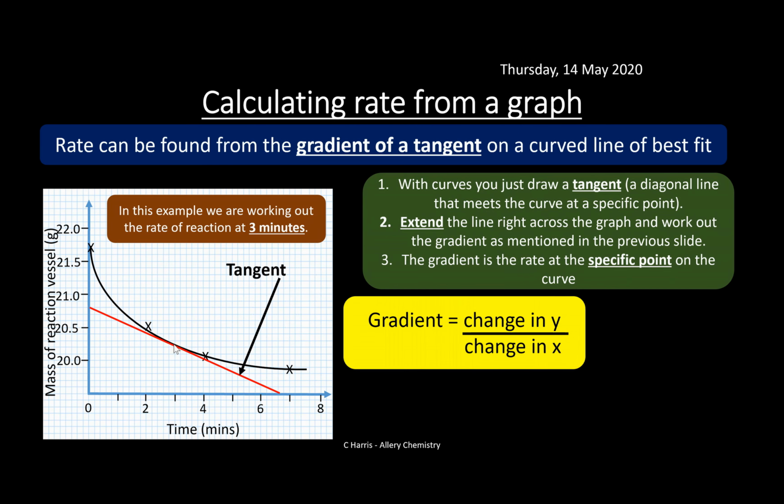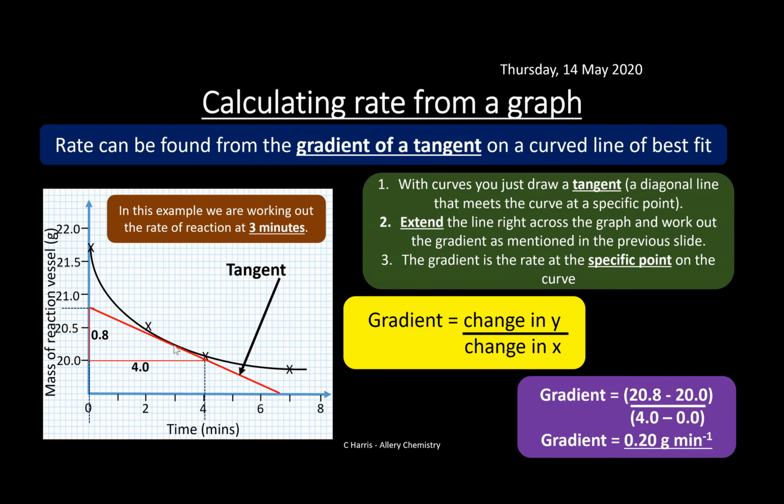And then the gradient is just the change in y over change in x. It's exactly the same as what we were doing last time, except we're going to do it on the tangent that we've just drawn. So let's work out the numbers. There's our gradient markers. We've got 0.8 on the y-axis for change in y, and then change in x is going to be 4, as you can see there. So we put all that into our equation, and we get a gradient of 0.2 grams per minute. Again, it's grams per minute because we've got grams on the y-axis, as you can see over here, and minutes on the x-axis, as you can see down there.